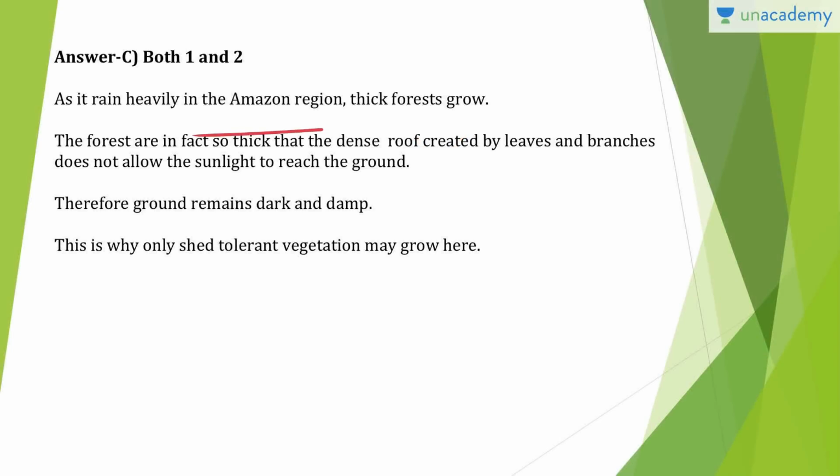As it rains heavily in the Amazon region, thick forest grows here. So basically the forests are so thick that the dense roof created by leaves and branches does not allow the sunlight to reach the ground, and therefore ground remains dark and damp, and that is why only the shade tolerant vegetation may grow here. So answer here is C, both 1 and 2. That is absolutely correct.